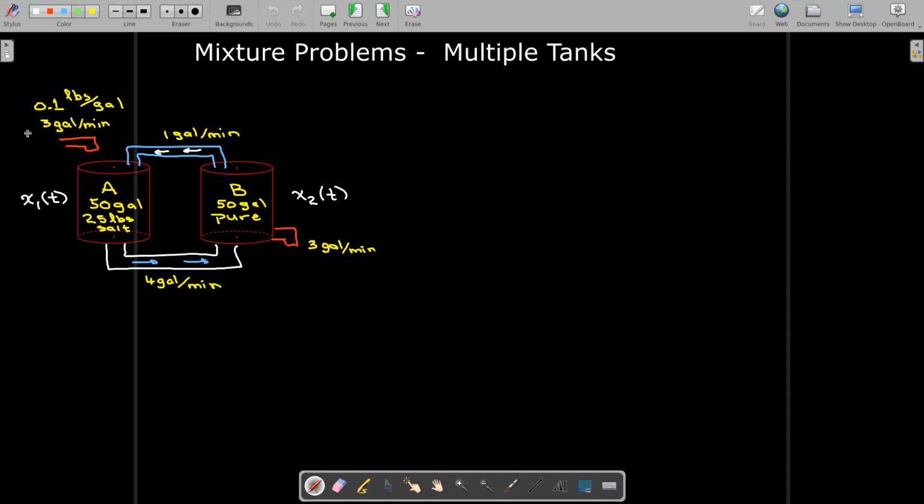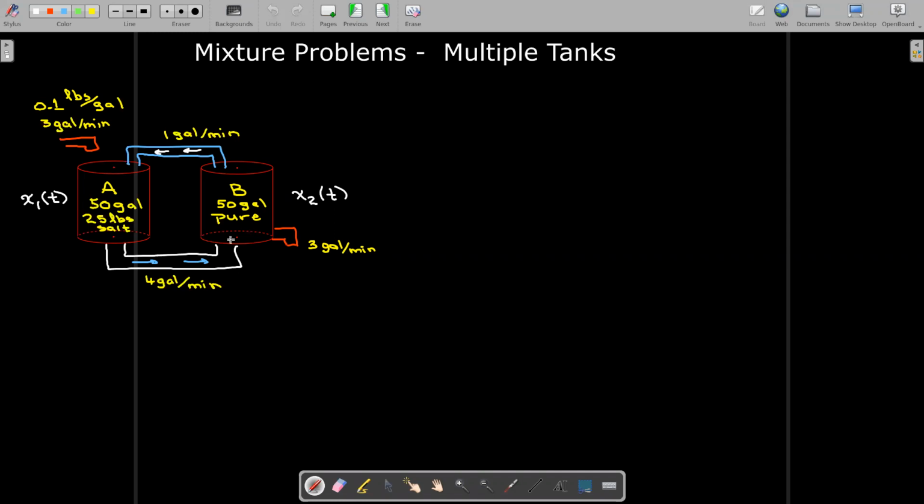Now we're going to add brine into tank A at a rate of 3 gallons per minute. I said salt, I meant to say brine. The concentration of the brine is 0.1 pounds per gallon. At the same time, we're going to be draining 3 gallons per minute of the mixture that's in tank B.